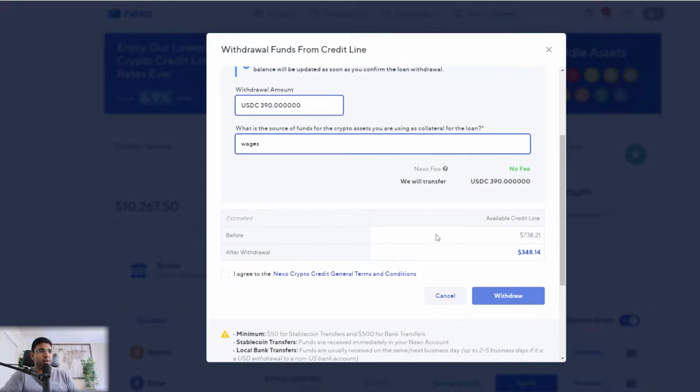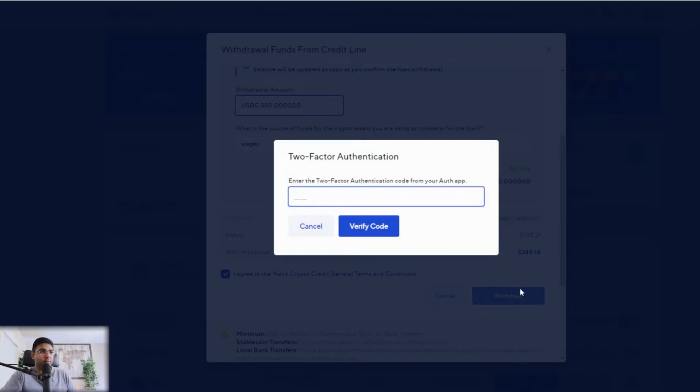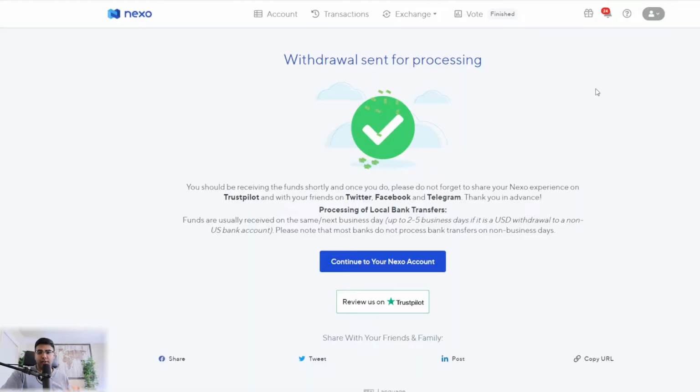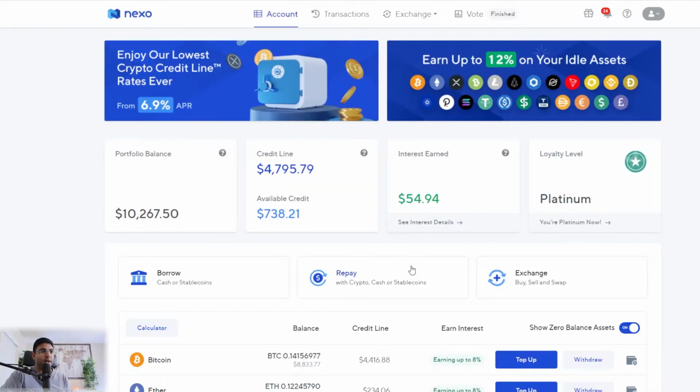And what I like over here is to actually tell you what is the before and after situation if you withdraw X amount of credit from your credit line. And so over here, I say I agree. I say withdraw. And here I got to put in my two-factor authentication code. After putting in the two-factor authentication, the screen pops up immediately of withdrawal sent for processing, and I can continue back to my Nexo account.